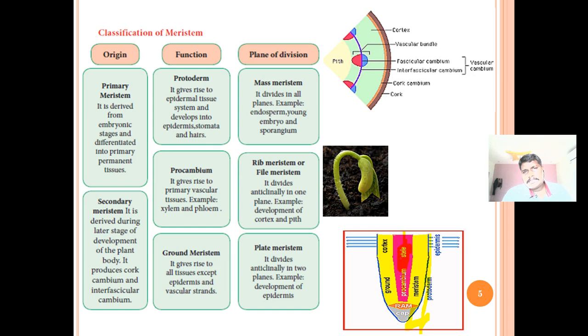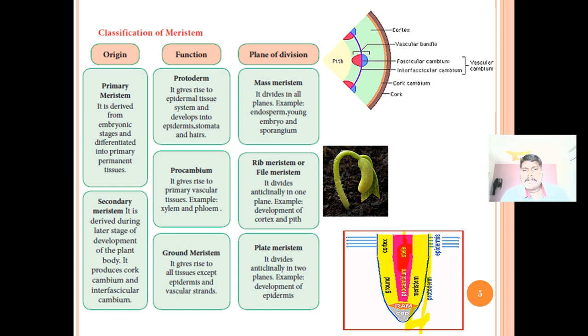Next, the plan of cell division. Based on this, three main types of meristems have been classified. One is the mass meristem, another is the rib meristem or file meristem, then the plate meristem. Mass meristem divides continuously, periclinally and anticlinally, and produces tissues like endosperm, young embryos and sporangium. A rib or file meristem divides anticlinally, but the division is in only one plane.